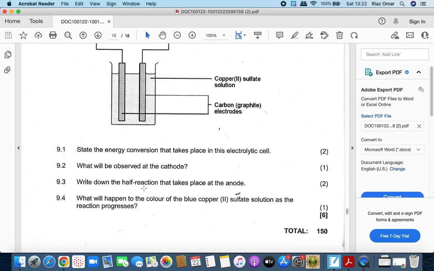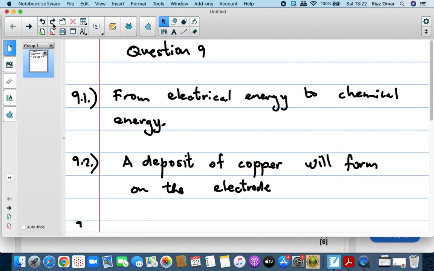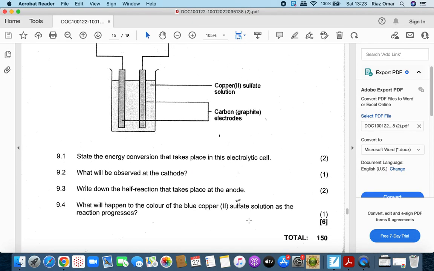Write down the half reaction that takes place at the anode. Now at the anode, what happens? We've got sulfate ions. The sulfate ions cannot form an element, it cannot form a metal or bubbles or gas, whatever the case is. So basically no reaction will take place at the anode in this case. So 9.3, we can say no reaction occurs because the sulfate ion cannot form the complete reaction.